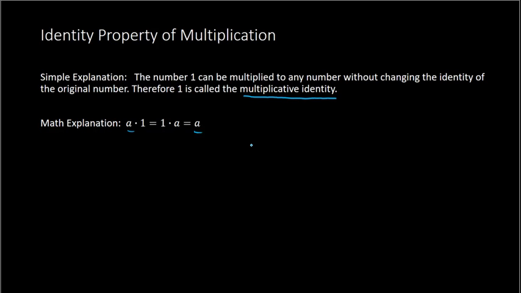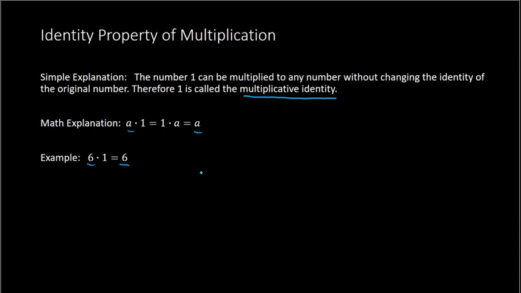With actual numbers, we could say that 6 times 1 would equal 6. We started with 6, multiply by 1, which did not change the identity. We still have 6 as our answer. So that is our identity property.